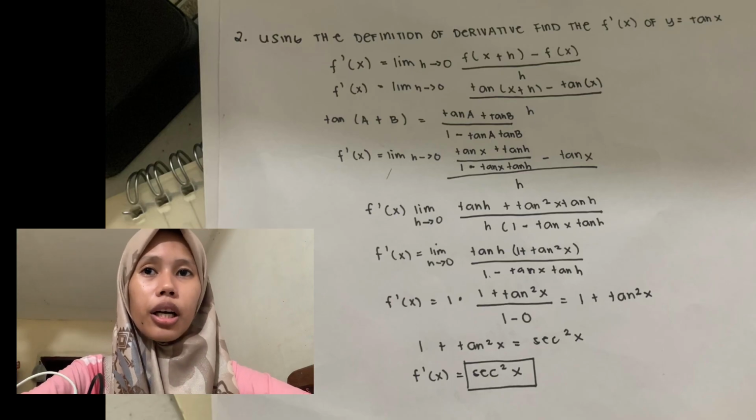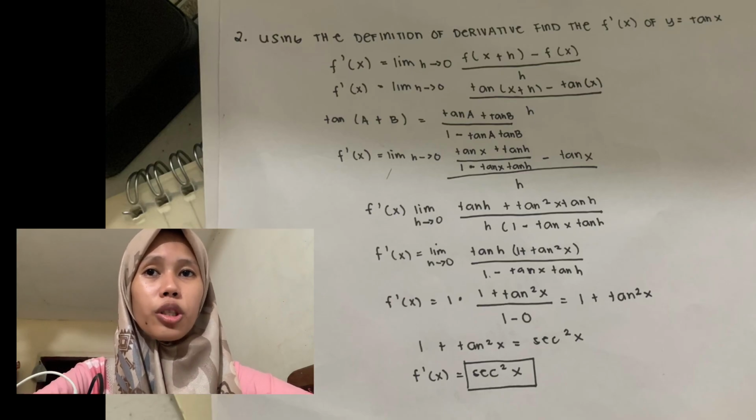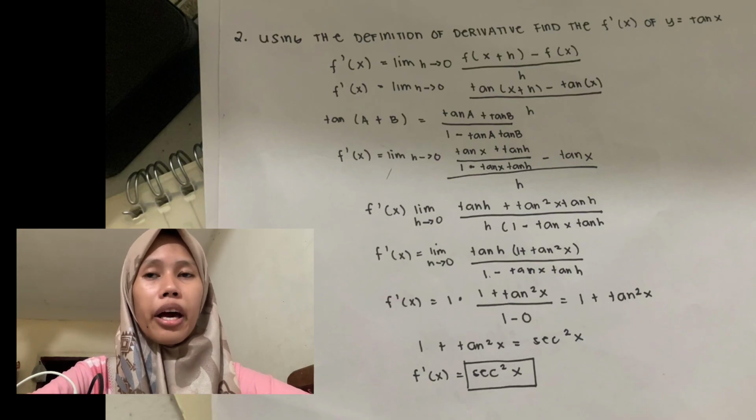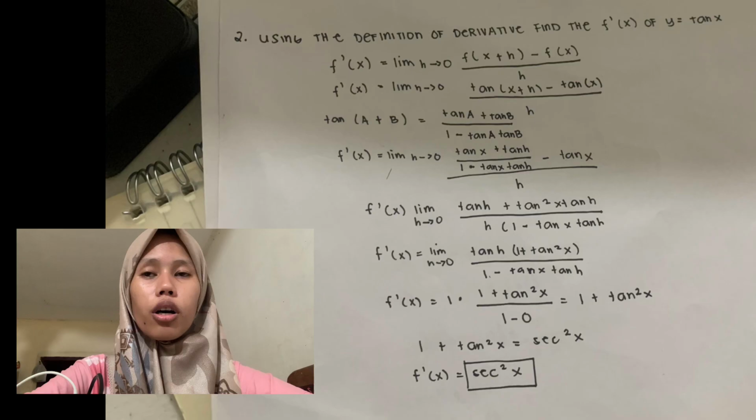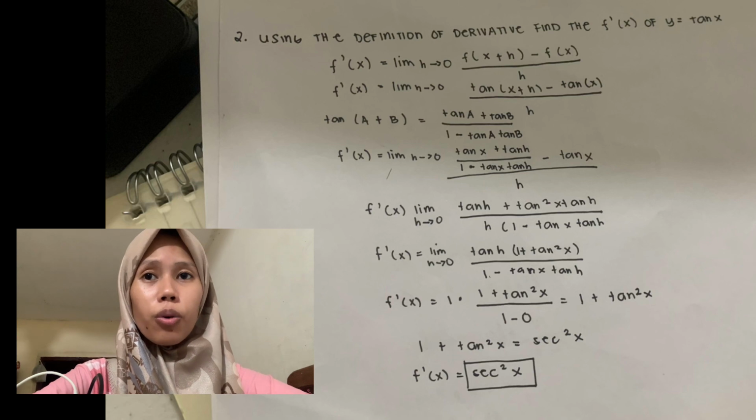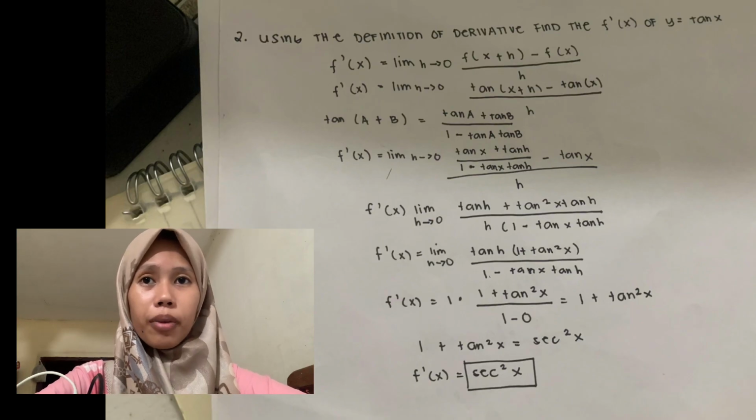And then after that, we are going to substitute into the definition. So it will be f prime of x is equal to the limit as h approaches 0 of tan of x plus h minus tan x over h.